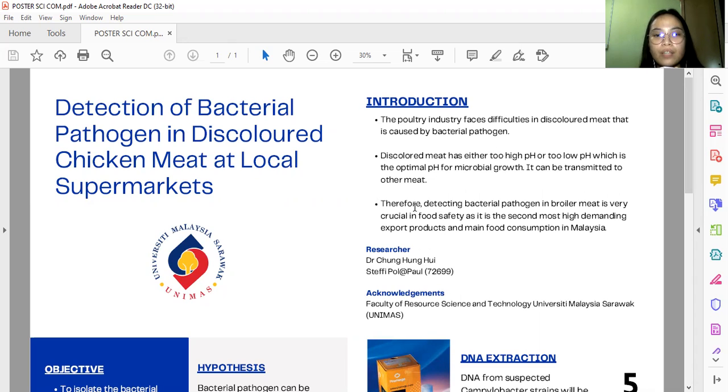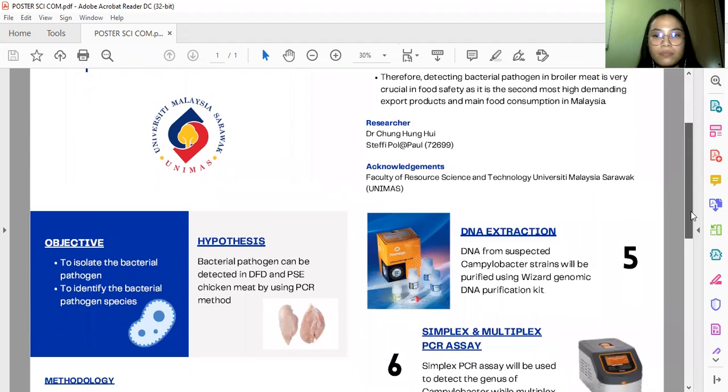microbial growth. Therefore, by detecting bacterial pathogen in broiler meat, we can ensure food safety, as it is the second most high demanding export products and main food consumption in Malaysia. The objective of this proposal is to isolate the bacterial pathogen and its species. The bacterial pathogen that I focus on in this proposal is Campylobacter and its strains.